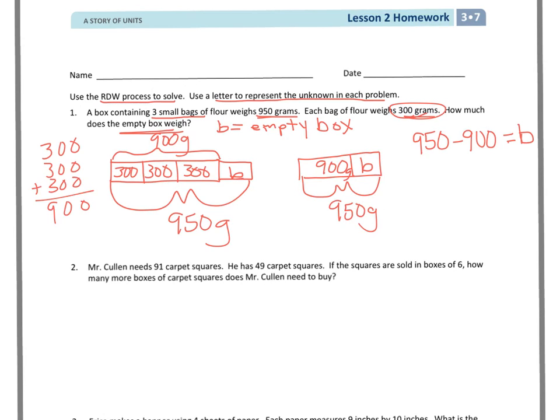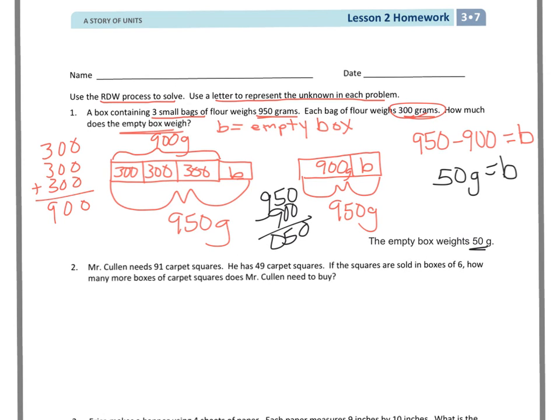So I can show that. And I'm going to end up with 50 grams equaling B, or the weight of the empty box. And there's my answer statement right there to show that. So I did do 2 tape diagrams. I didn't really need to. I could have just done it all out of this first one, but I like to set it up as a more simpler looking problem by doing that one.